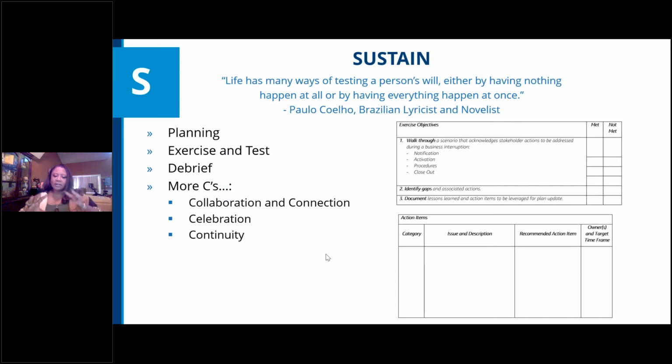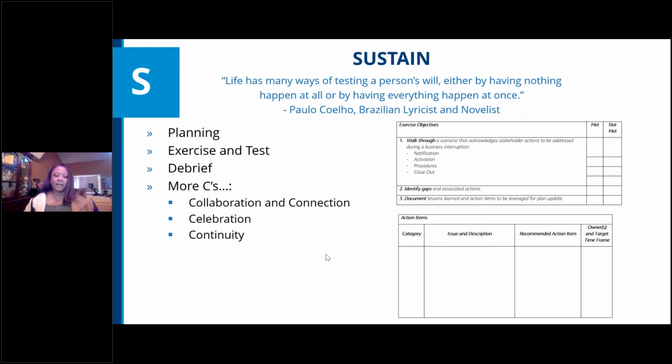Make sure that you clearly identify what are the objectives that you're looking for with this particular test or exercise. Look at things like notification. How are we going to move forward in activating? Do we have the appropriate procedures? How do we really close this out? How do we know when the test is over? And then definitely ensure that you do a debrief. The templates here are also templates that are included in the book as well.